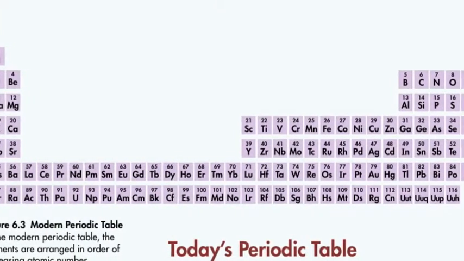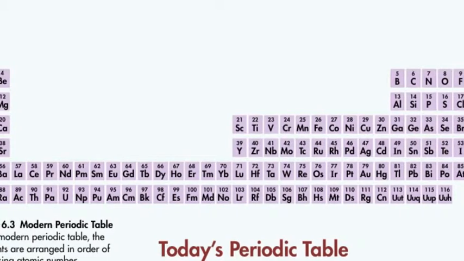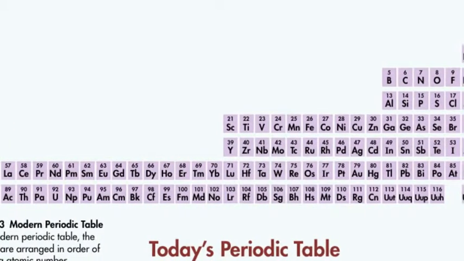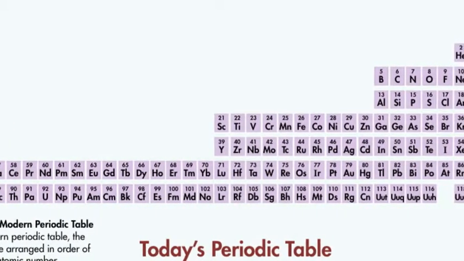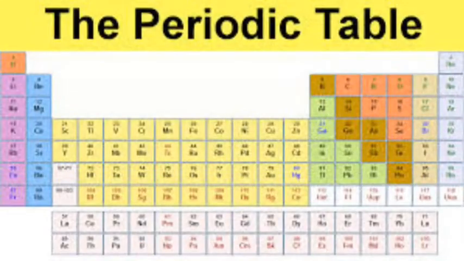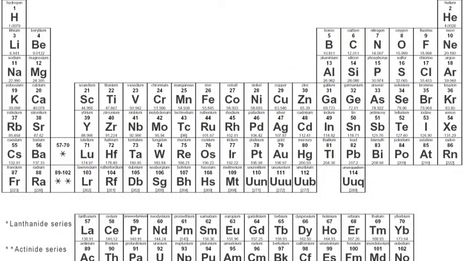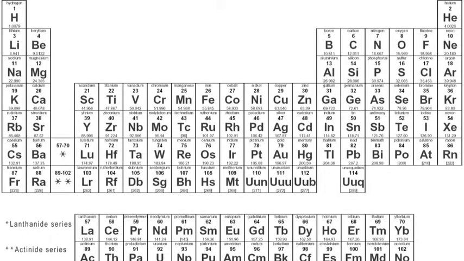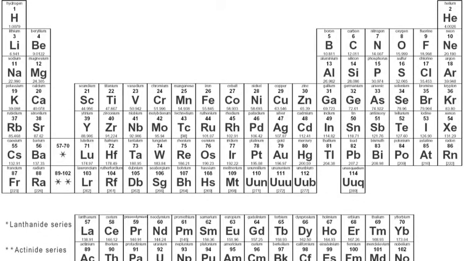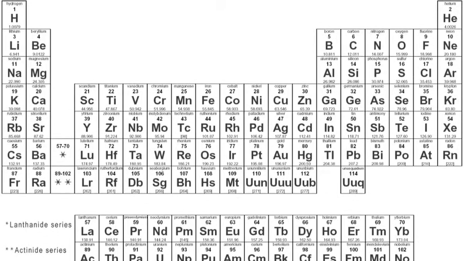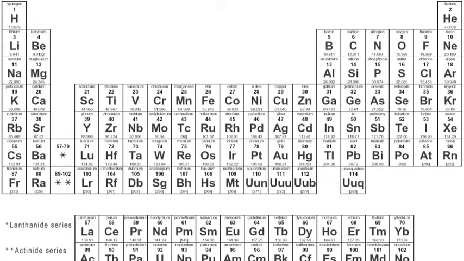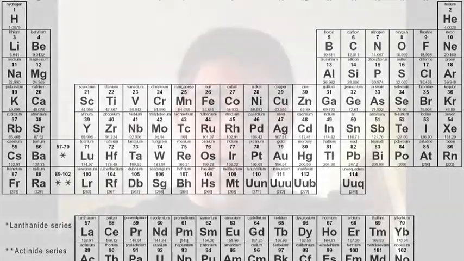There are 7 rows in the periodic table called periods. The grouping of elements this way makes it so rows and columns of elements in the periodic table share common properties. The periodic law states that there is a repetition of physical and chemical properties of elements arranged by order of atomic number. For example, helium, neon, argon, krypton, xenon, and radon all share common chemical and physical properties. And that is today's periodic table.